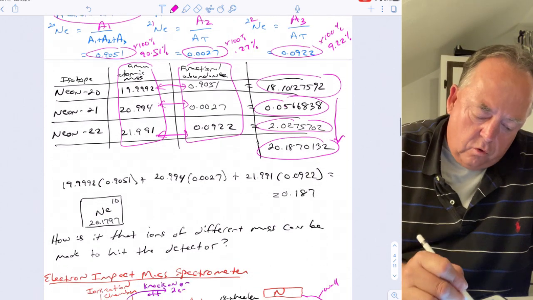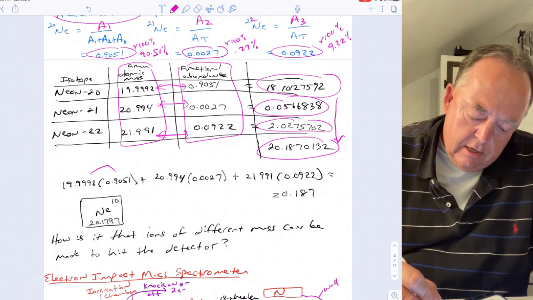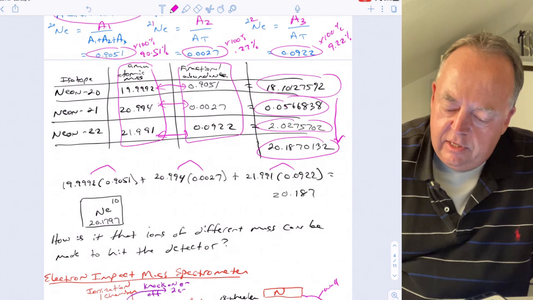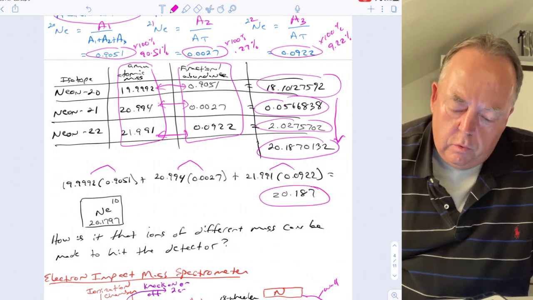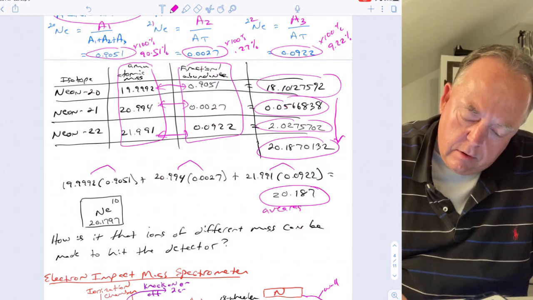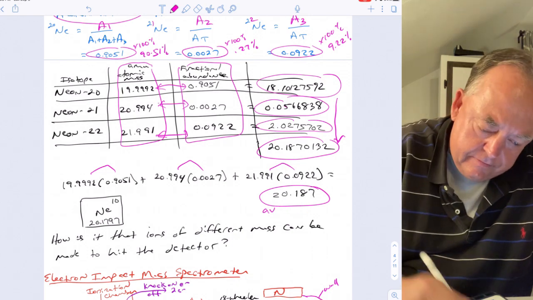Or in equation form, it looks like this. We take the mass times the abundance of neon 20, the mass times the abundance of neon 21, the mass times the abundance of neon 22, and calculate that out, and you get 20.187. So that is the average. Didn't spell it right. Let's see if I can spell.